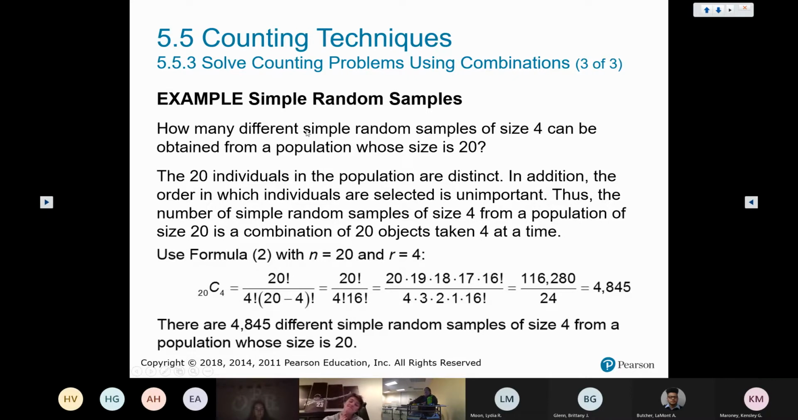Anyway, here is the question. Write the question down, please. How many different random samples of size 4 can be obtained from a population whose size is 20? Remember me telling you that combination is a committee question?